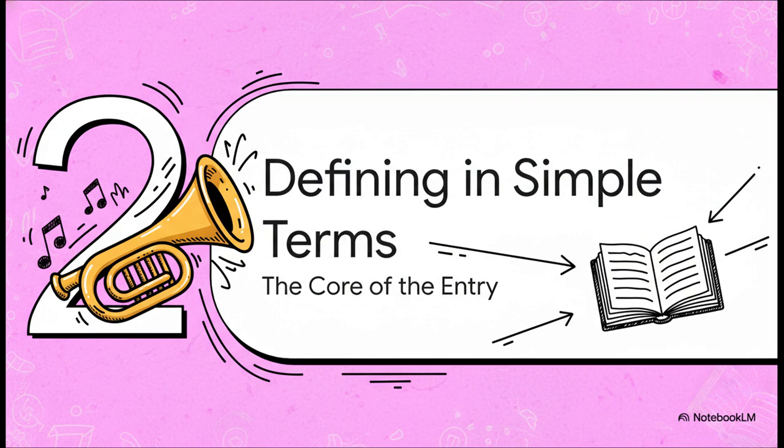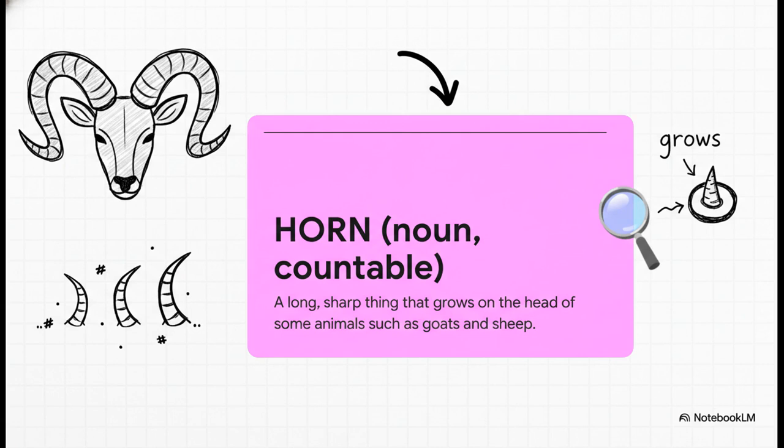This is really the heart of any dictionary entry. Here we go, the first definition. And notice a couple of things. It's a noun, obviously, and it's countable, which just means you can have one horn or two horns, three horns, and so on. But the most important part, look at the language. A long, sharp thing that grows. It is so simple, so clear, and that is the entire point of the Simple English Wiktionary.